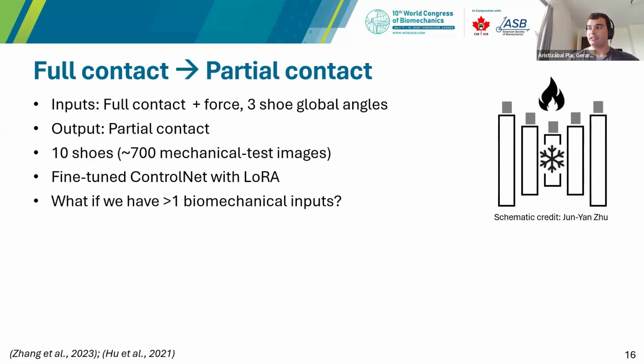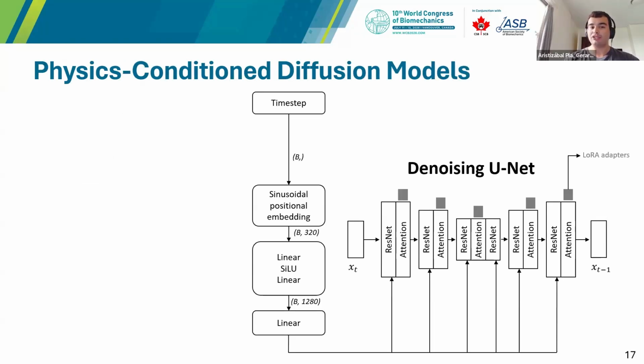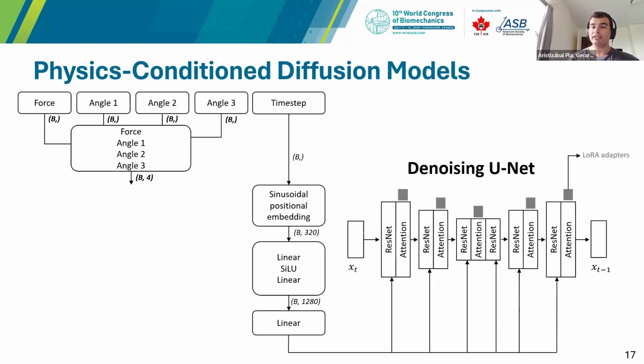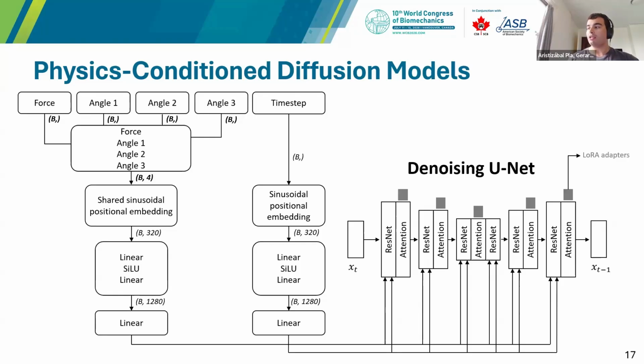But here, you may see that we not only have one biomechanical input, we have 4. So how do we go about injecting them all into the base network? Here you can see the same schematic as I showed you before, and here you can see the 4 biomechanical inputs. Note that the shape of every input is batch size. The first step is that we concatenate all of them into a single longer tensor, which is batch size times 4, and 4 for 4 biomechanical inputs. Then we feed this into the shared sinusoidal positional embedding, and then we just use the same MLP, and we feed all this into every single ResNet block of the network.